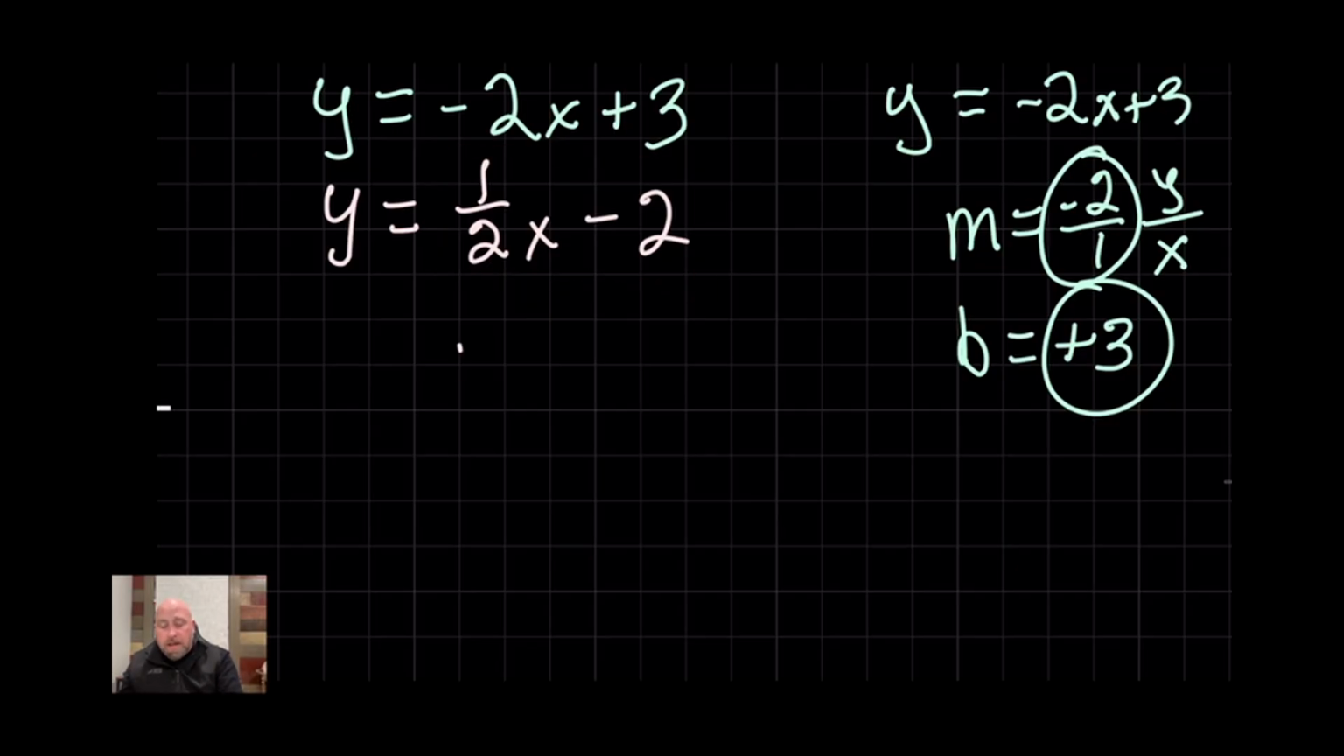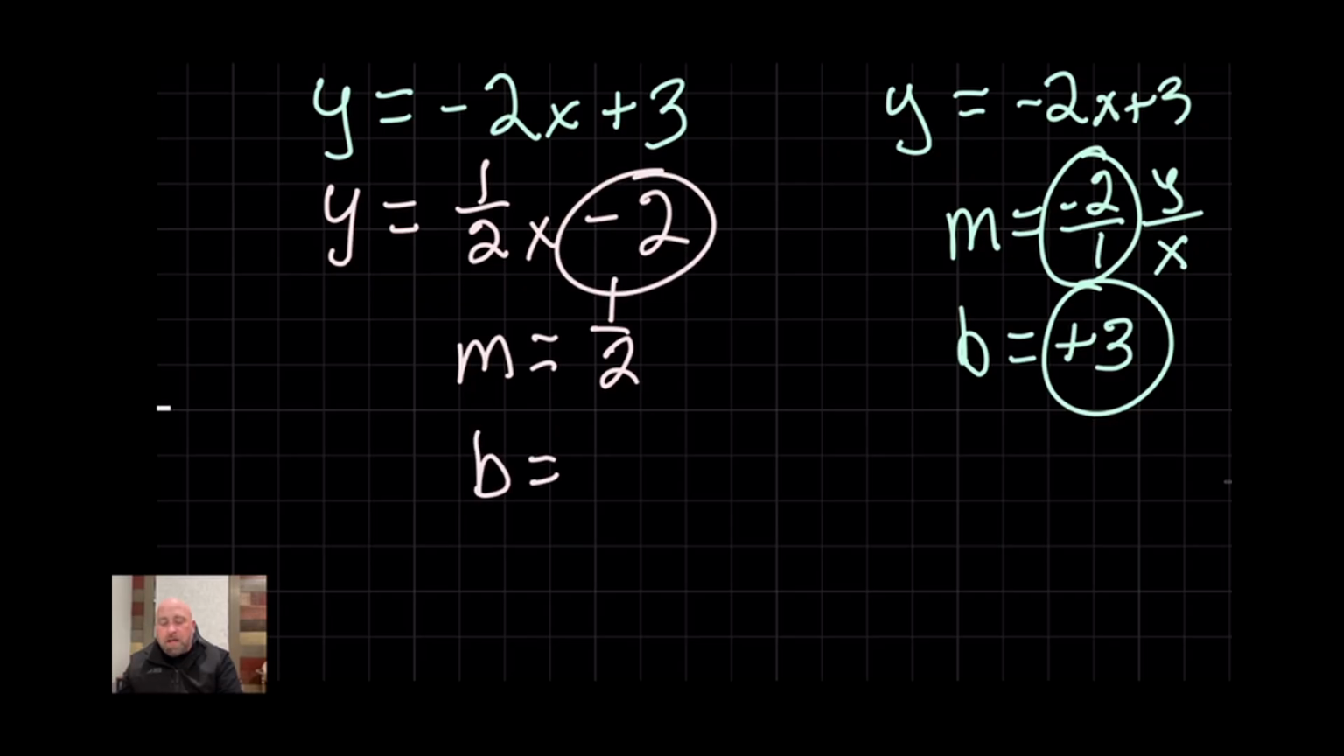So what is our m? Our m is our slope, and our slope is right here. It's positive 1/2. And then what is our b? Our b is our y-intercept, and this time it's negative 2.